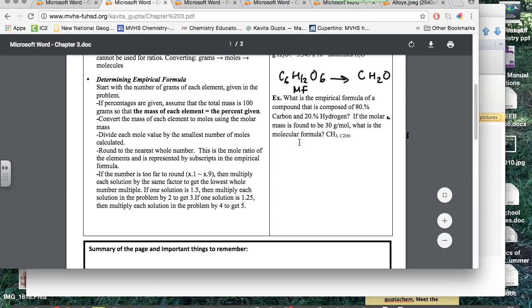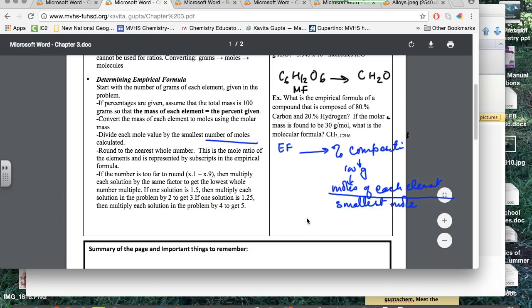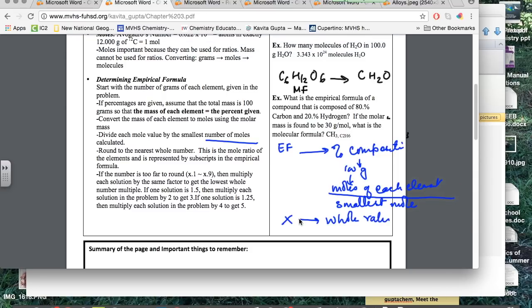Now, talking a little bit more about empirical formula, remember, it's the whole smallest number of mole ratios. So ultimately, you've got to calculate the number of moles of each element. There are two ways of calculating empirical formula. You can do it from percent composition, and if the percent composition is given, you assume 100 grams of compound, so the percents get converted to grams, then you figure out moles of each element, and then you divide these moles by the smallest moles. And remember, if you don't get the whole ratio, then you have to multiply to get a whole ratio. You do not round.